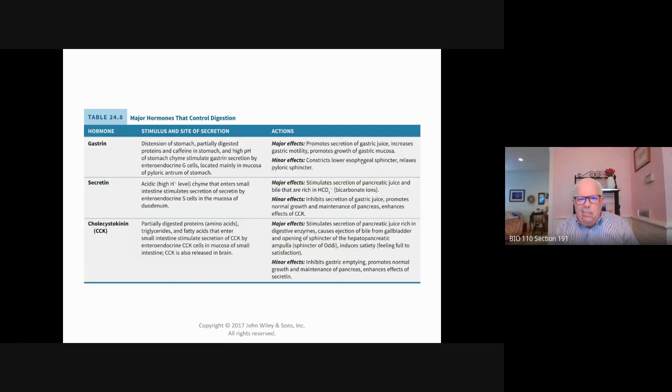Cholecystokinin, produced by the EE cells of the small intestine, also stimulates the secretion of pancreatic juice, and causes the ejection of bile from the gallbladder, and induces the feeling of being full. I'll stop eating now. Okay? So those are the three hormones of the GI tract that I want you to know.